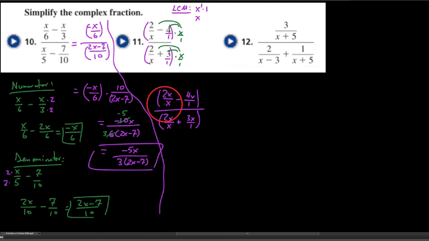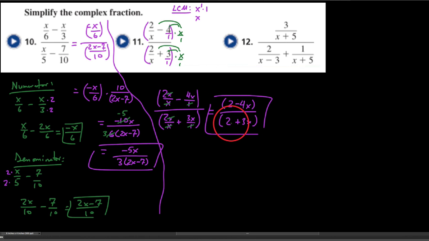So simplifying these, the neat thing about it is that these factors cancel out here, and then this 1 doesn't really matter anymore. So on top we have 2 minus 4x, and on the bottom we see that these x's cancel out, and this 1 is no matter here. So we get left with 2 plus 3x. So our simplified form of this is just going to be this guy right here.